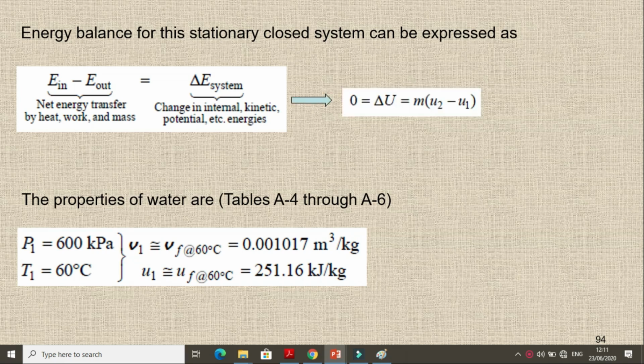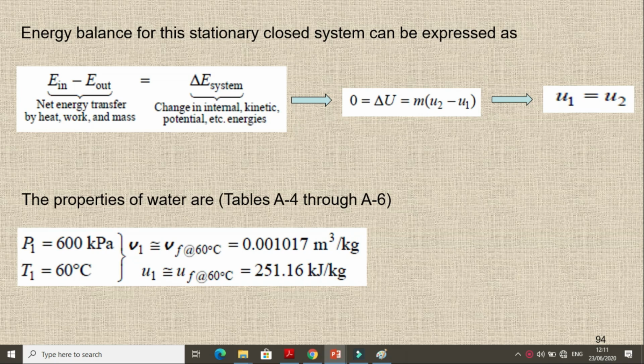You can see there is no Q and no W, because we have no heat transfer due to the insulated tank, and it is a rigid tank, so there is no boundary work. So there is no energy in and no energy out. So we have only this, which is equal to 0. Then we have the delta U on the other side, which is simply m(U2 minus U1). So I can say that U1 is equal to U2 for this case. The entire energy at point number 1 will be the same as the entire energy at point number 2.